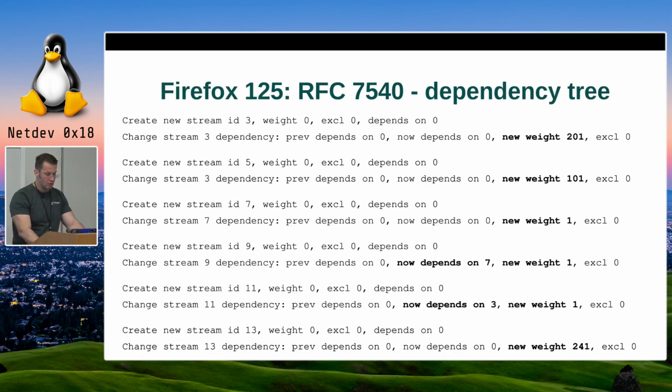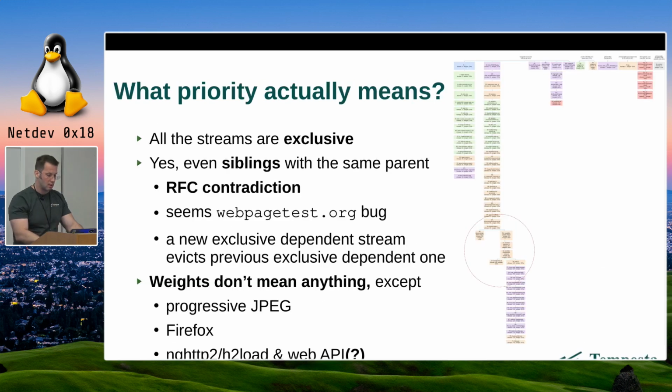Let's have a look at what Firefox 125 does. Firstly, it establishes all the streams as idle, and immediately upon creating a new stream, it sends a reprioritization frame. So reprioritization happens for every HTTP request. For most of the requests, it's just about changing the weight from 0 to something more meaningful, but about 1/3 of requests also change dependencies. So the dependency tree is going to be reconstructed.